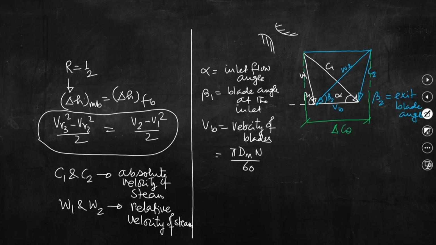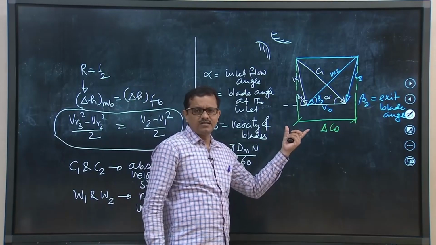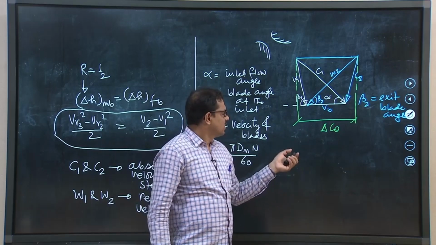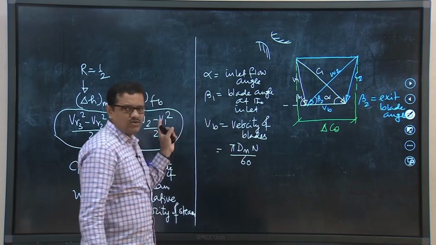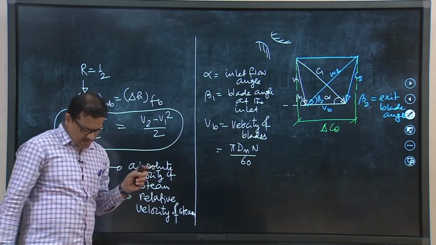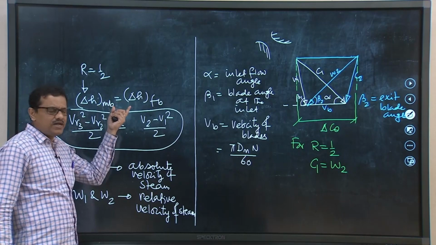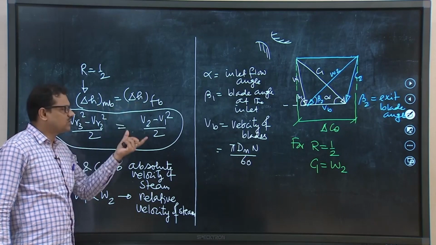Now we will write it because we have done a similar analysis for the impulse type of turbine. Since we are going to consider a special case for which the degree of reaction is half, for such a case we can write that C1 equal to W2. So for R equal to half, C1 equal to W2, which we get from the expressions of enthalpy drop across the moving blade and enthalpy drop across the nozzles or fixed blades.